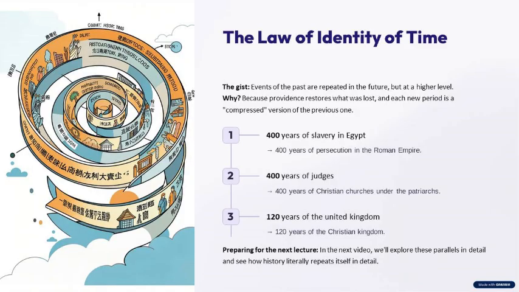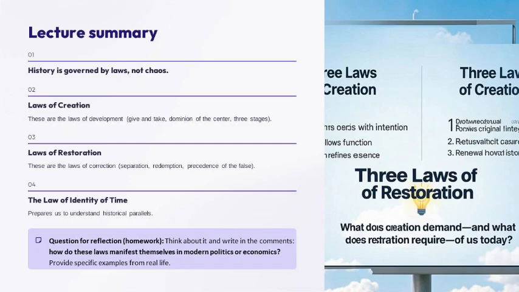Look at these parallels. 400 years of slavery in Egypt correspond to 400 years of persecution in the Roman Empire. 400 years of the judges correspond to 400 years of Christian churches under patriarchs. 120 years of the United Kingdom in Israel correspond to 120 years of the Christian kingdom in Europe. These are not just coincidences. This is a pattern. And in the next lecture, we will examine these parallels in detail. You will see how history literally repeats itself, but each time on a new level. This is a remarkable discovery that allows us not only to know the past but also to understand what is happening today.